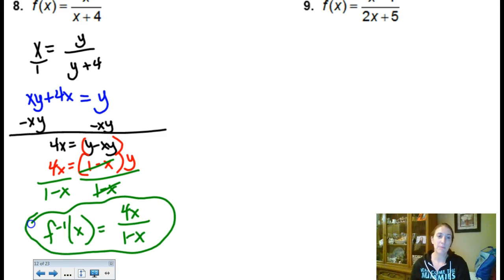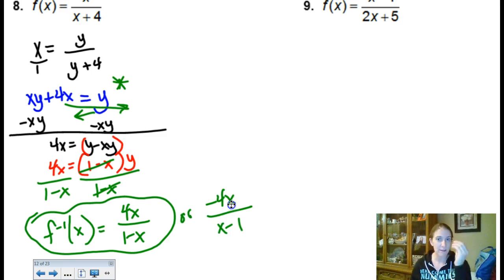Now, you and your neighbor might have done that same problem, same method, but maybe a slightly different approach. Like for instance, right at this step, when you went to go collect the y's together, some kids subtracted the y over here and the 4x over here, and you actually ended up with this, negative 4x over x minus 1. They are the exact same thing. They're algebraically equivalent. It's just where the negative is placed in the fraction, numerator versus denominator.